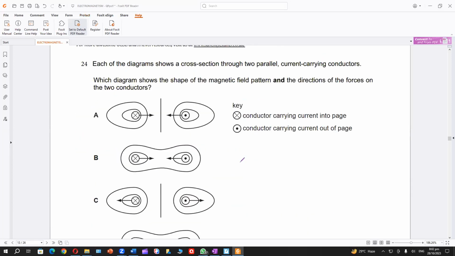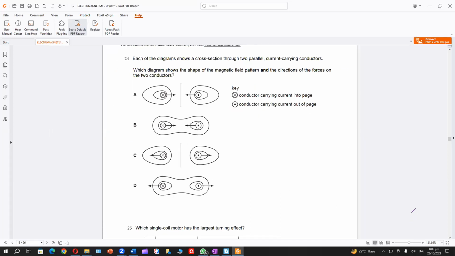Now look at this question 24. Each of the diagrams shows a cross section through two parallel current carrying conductors. Which diagram shows the shape of the magnetic field pattern and the direction of the forces on the two conductors? Like currents attract each other, unlike currents repel. Anaya says C. Unlike currents repel. What do other people say? One answer I got for 24 is C.